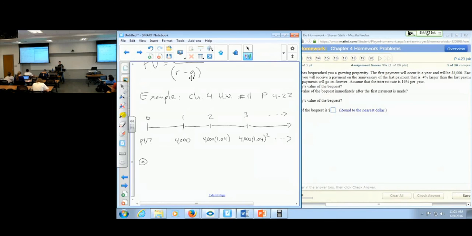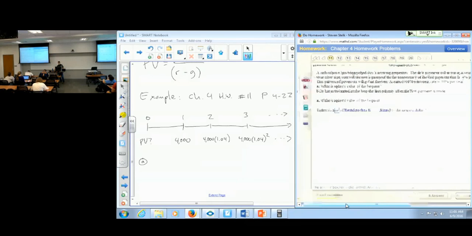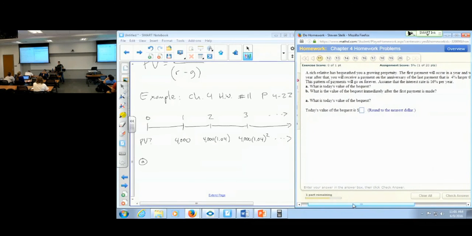Right, and it's going to ask us 2 questions with this. Part A is what is today's value of the bequest? And why do you want to know that? Maybe you want to sell it, right? You don't want to sit and wait for those cash flows to come in every year. You want to get paid right now. So you want to sell that security off to someone else. We've got to come up with a price, right? So we're going to find the present value of it.